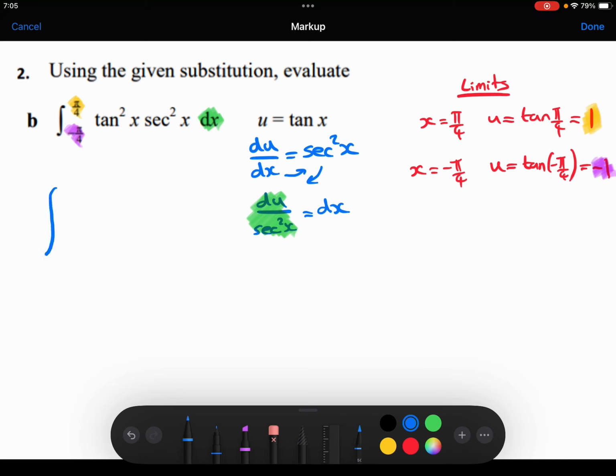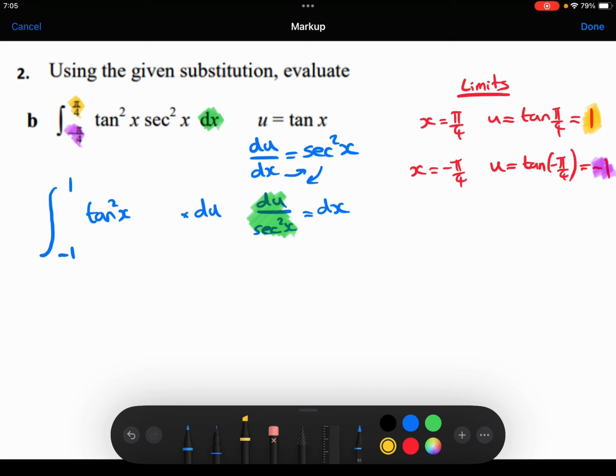Right, let's make those changes to the integral then. My lower limit is minus 1, the upper limit is 1. I'm going to leave the tan squared x and the sec squared x there for a moment. I'll change those into the u world in a minute. Let me just change the limits in my dx first. Because now I can see that the sec squared here and the sec squared there are going to cancel out. So I don't need to worry about those parts of the integral.